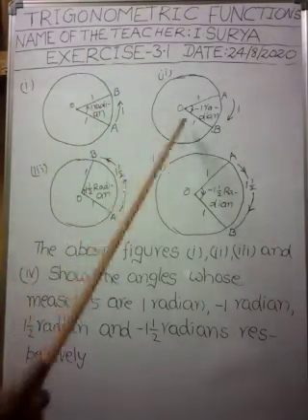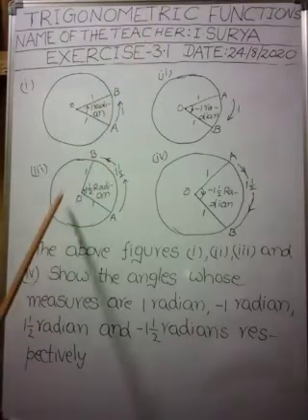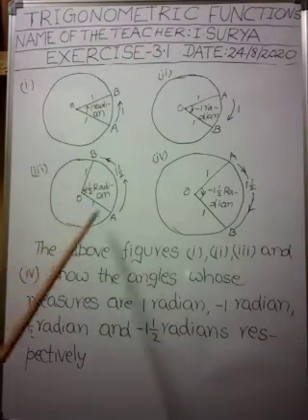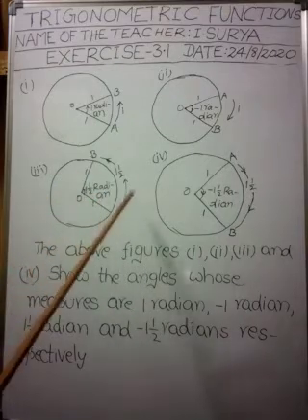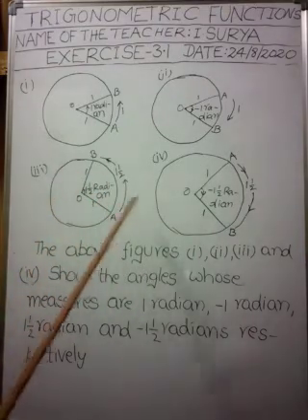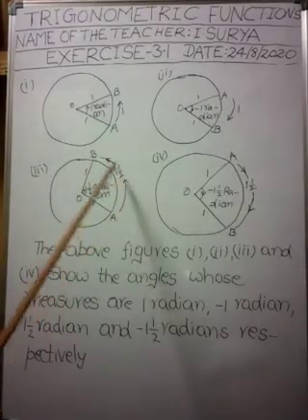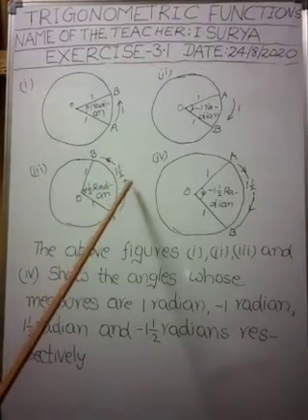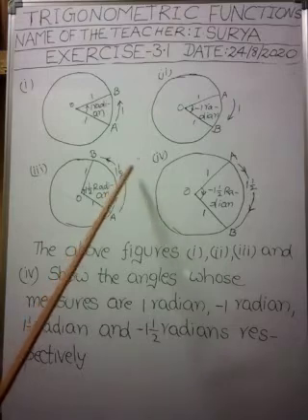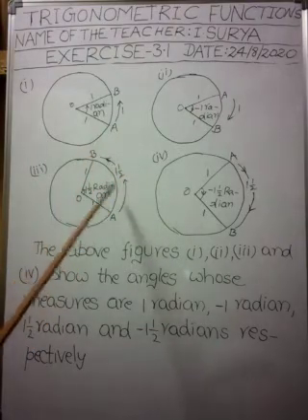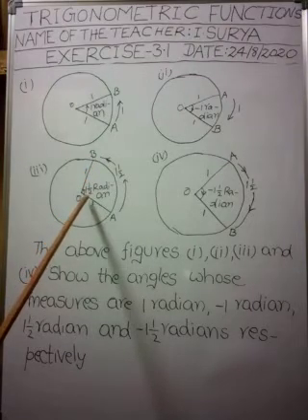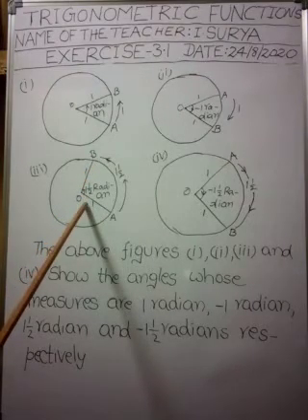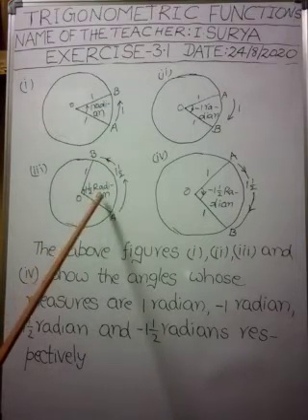Understood these two diagrams, my dear children? Right. Now come to the third diagram. In this diagram also, radius of the circle is 1 unit. That is, this is also a unit circle. But length of the arc is 1.5 units. What is the length of the arc AB here? 1.5 units. Then this arc AB is subtending some amount of angle at the center of the circle O. This amount of angle is said to be 1.5 radians.